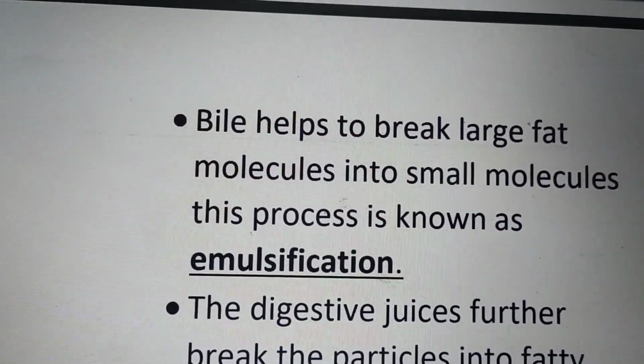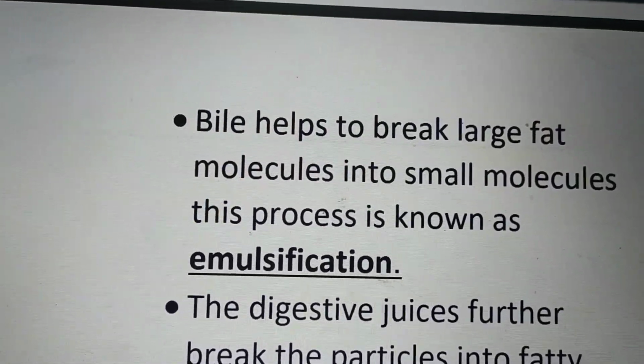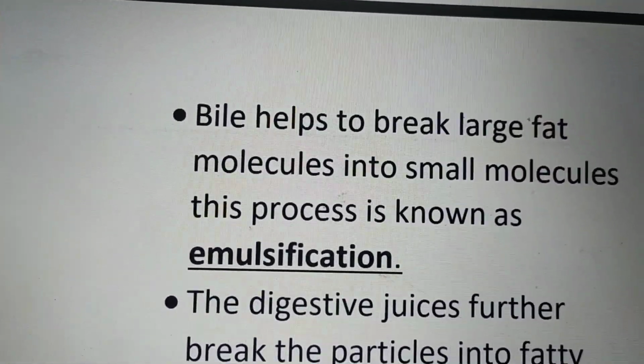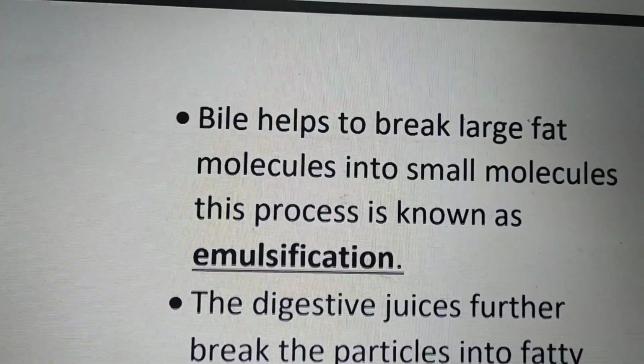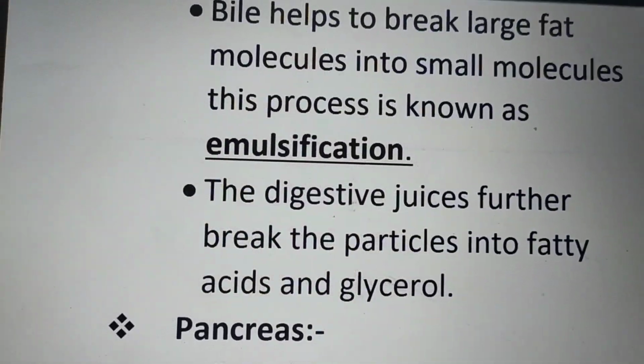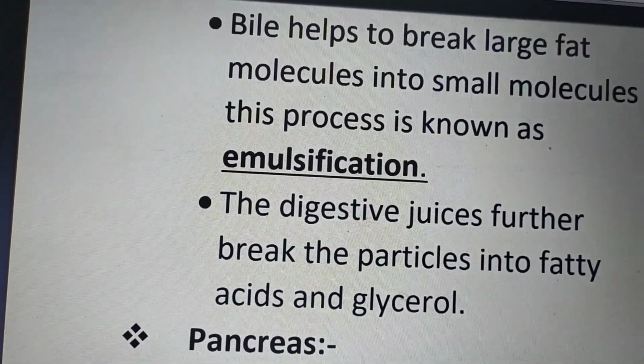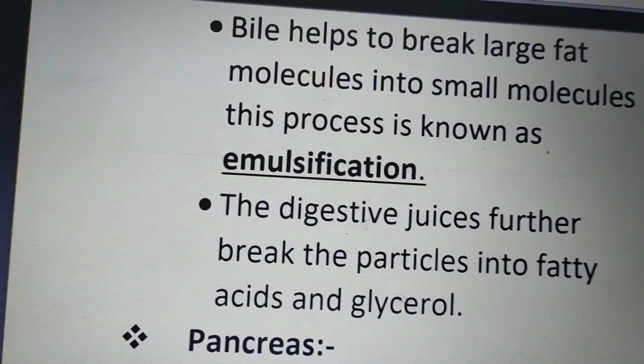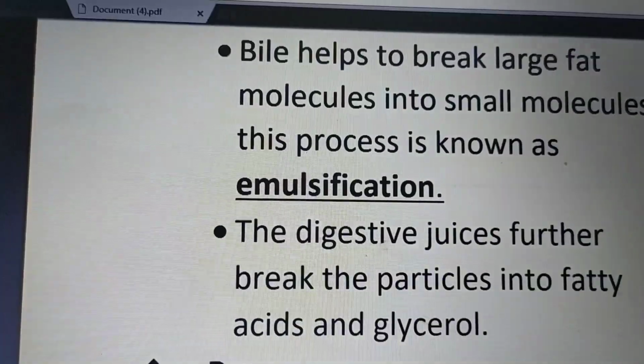And this process of breaking the large fatty molecules into small fatty molecules is called emulsification, which are further digested into fatty acids and glycerol. So the end products of the fatty molecules are fatty acids and glycerol.